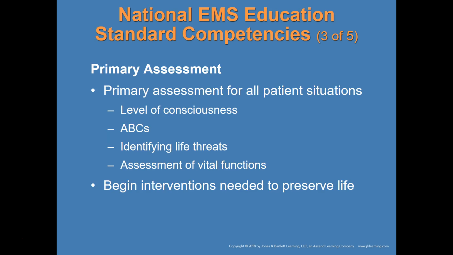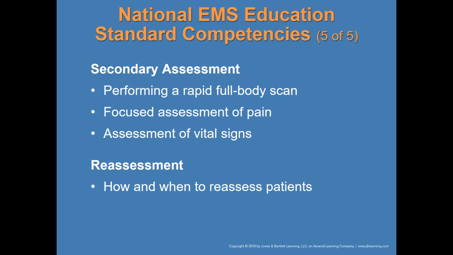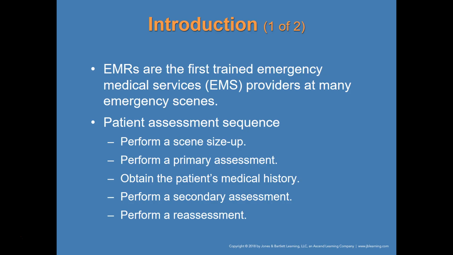Then we move into our primary assessment, which is assessment for all patient situations. We're going to determine our level of consciousness, check our ABCs, identify life threats, assessment of vital functions. Then we're going to begin interventions as needed to preserve life. Then we got to do history taking, determine chief complaint, mechanism of injury, or the nature of injury, associated signs and symptoms with that. Secondary assessment, performing a rapid full body scan. We're going to focus on assessments of pain, assessments of vital signs, reassess how and when to reassess patients.